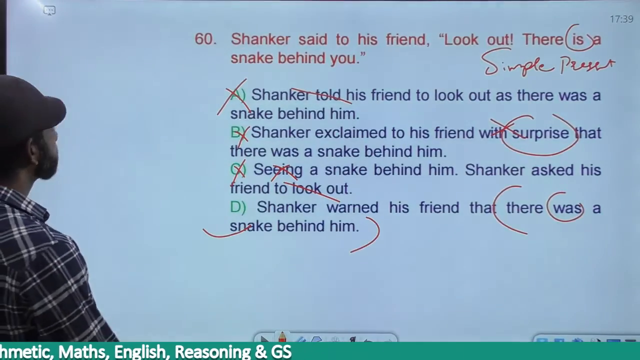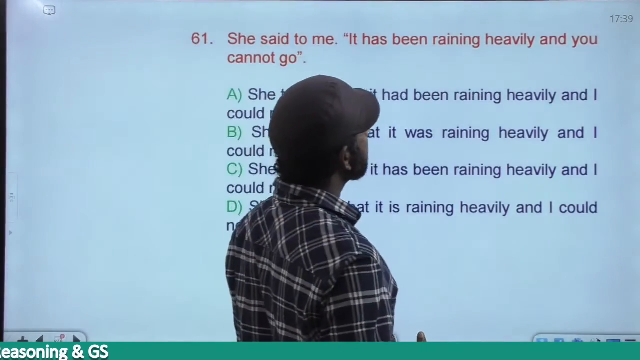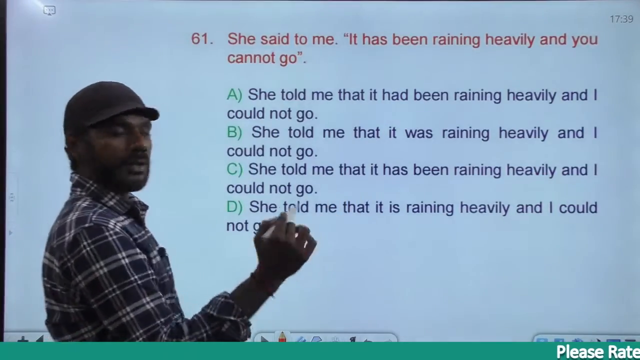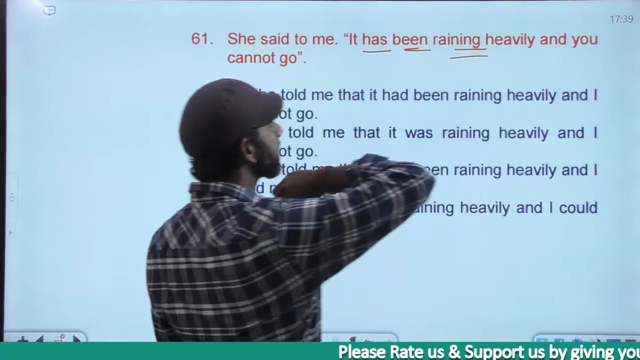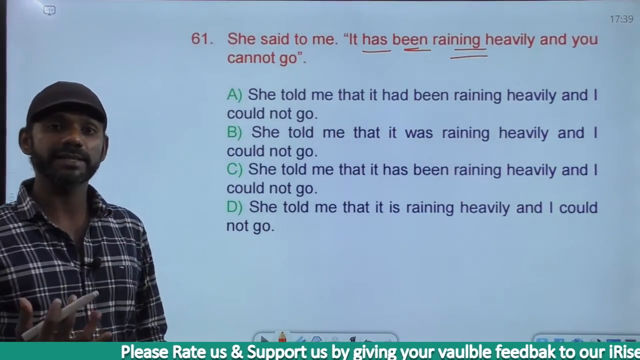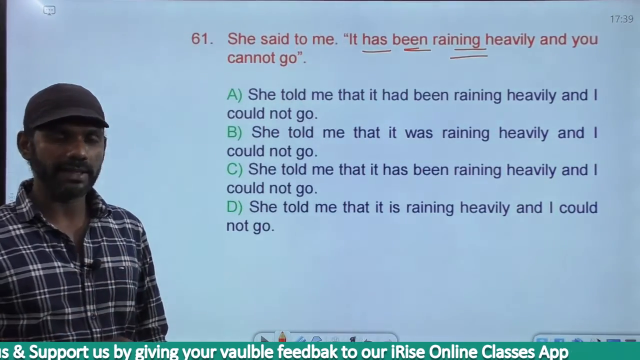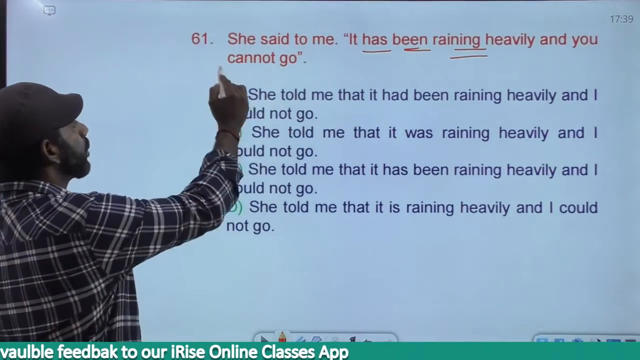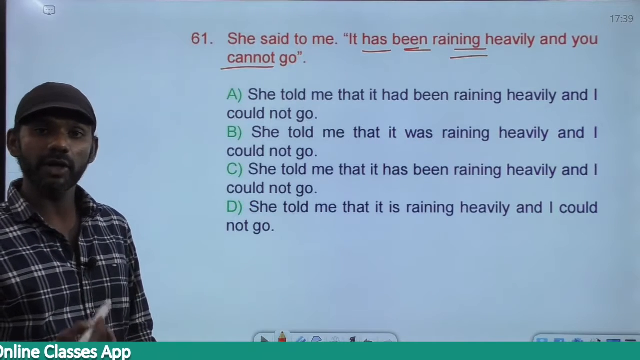The next one. She said to me, it has been raining heavily and you cannot go. It has been raining heavily is has plus been plus V1 plus ing. Has plus been plus V1 plus ing is present continuous. And according to the rule, present continuous must become past continuous. It has been raining heavily and you cannot go. Cannot changes to could not. Cannot go becomes could not go.